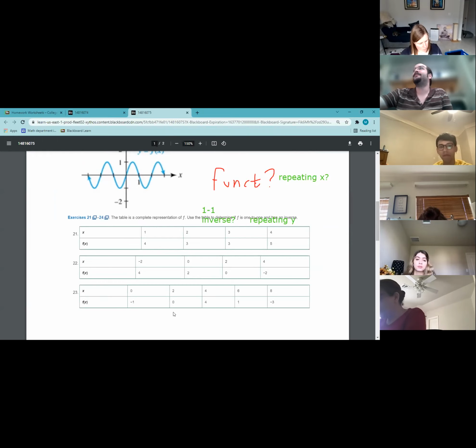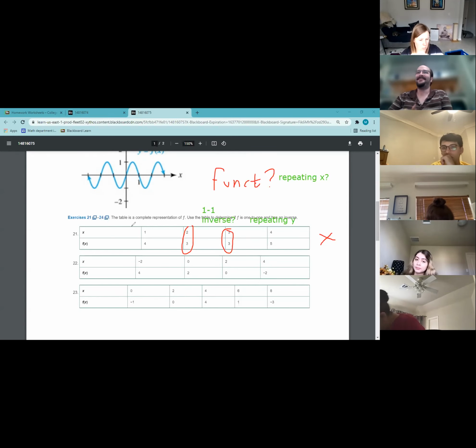21, does that have an inverse? Is its inverse a function? I'm gonna say yes. Wait, what are we looking for? Is there a repeating Y here? Yes, on 2 and 3. All right, so there's a repeating Y here. So is it one-to-one then? Yes, it's one-to-one. If it's repeating, no, sorry, not one-to-one. Yeah, it failed the test.